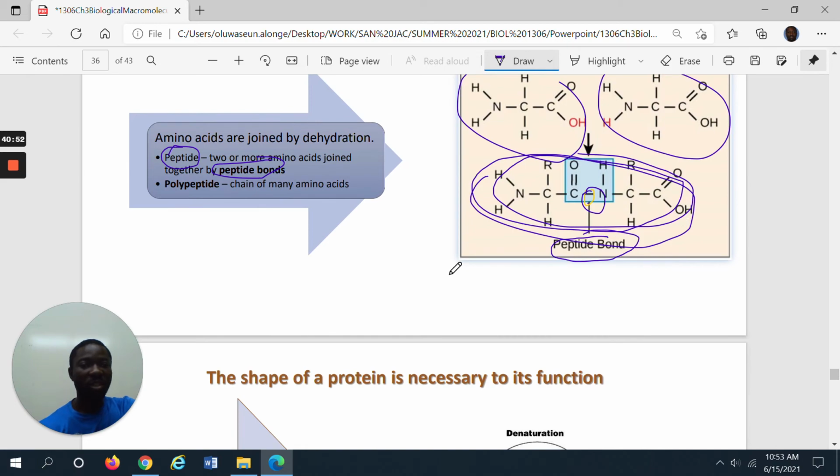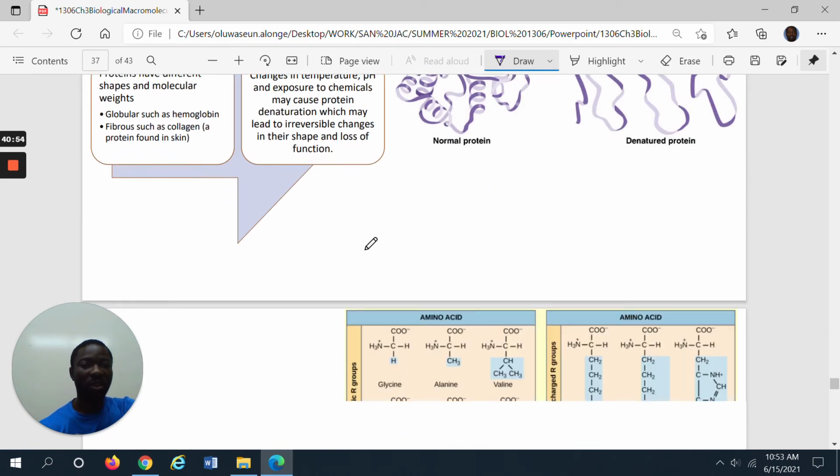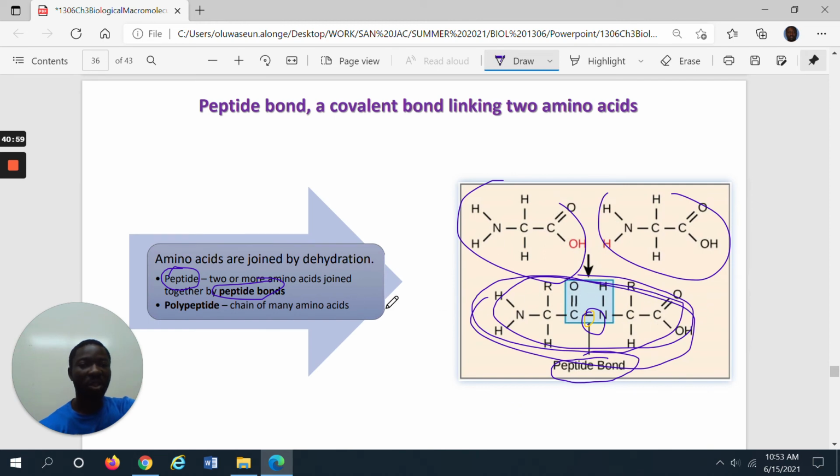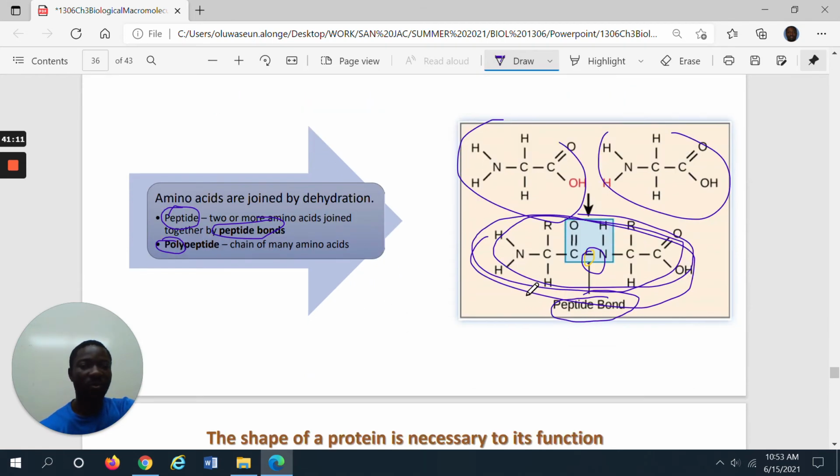All right. I don't have an image of it here, but when we have more than two forming, we call it a polypeptide chain, right? If it is more than two, we call it a polypeptide chain, but if it is just two, it's a peptide. If it is more than two, it becomes a polypeptide chain as it continues.